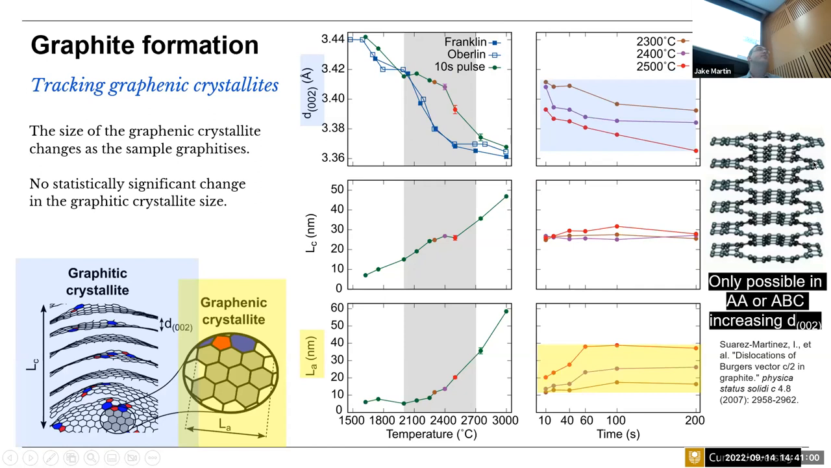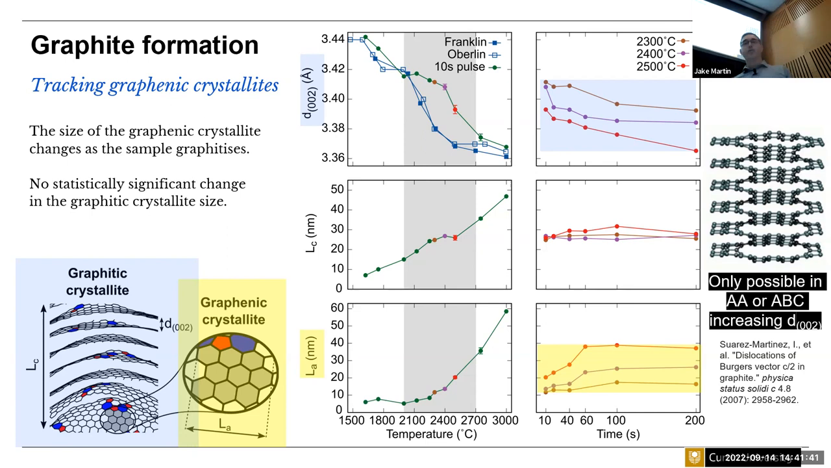So they actually inhibit ABA stacking of vanilla graphite. And finally, I just wanted to show you what happens when we pulse it, because I said that we can do pulsing, right? So if we pulse it, we see the D002 decreases, the LA increases, but the LC does not change, which is a really nice result. It's actually the first experiment that shows that the LC does not change in time as the LA increases and the interlayer spacing decreases. So it's very clear that whatever's growing that LA is also reducing the interlayer space. So that's if you really enjoy XRD.